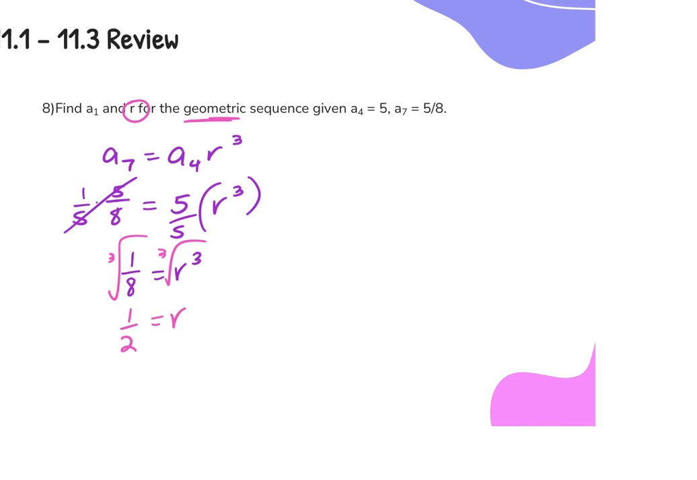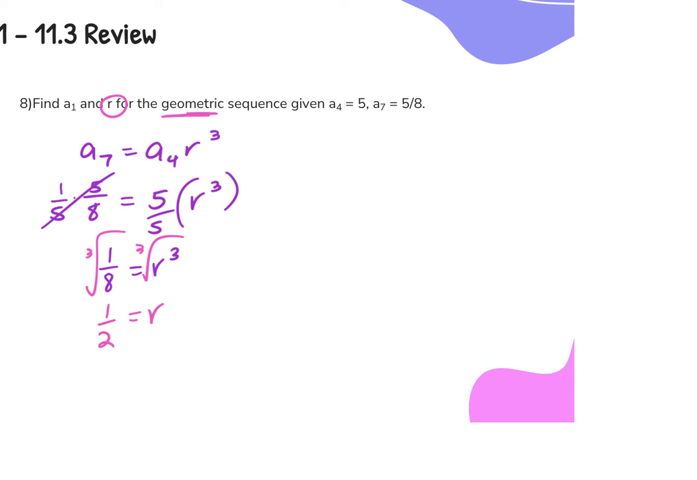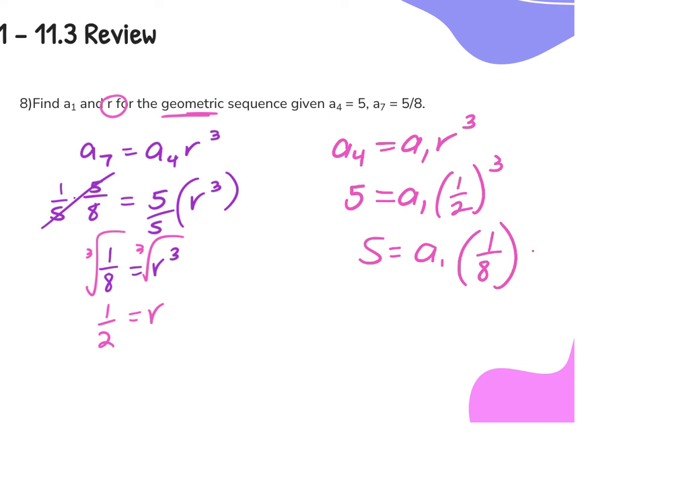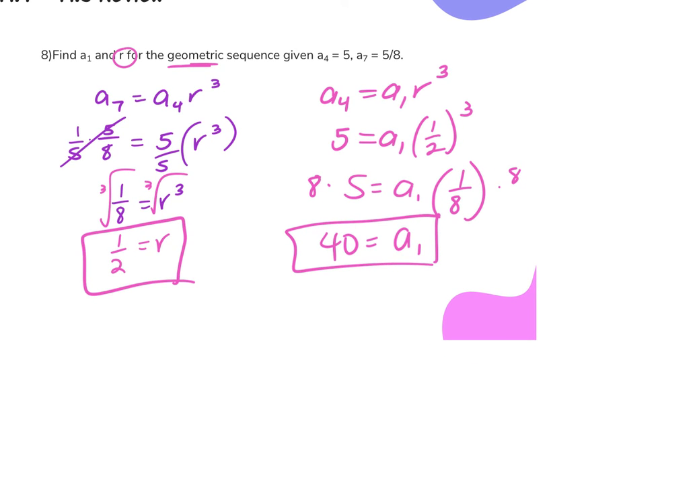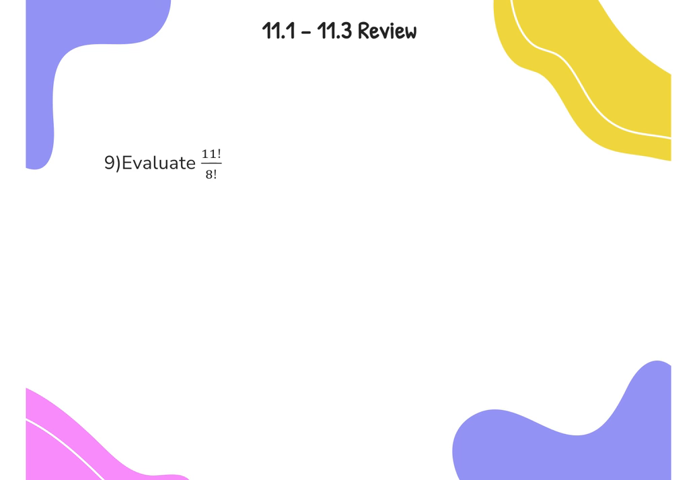That's the r. Then I have to find a1, and you can use either one. I'd obviously recommend the one that's closest to the a1, so a4. a4 on the left, a1 on the right, r would be raised to the third power. So if a4 is 5, a1's my unknown, 1/2 raised to the third, 5 equals a1 times 1/8. Multiply by 8 on both sides, and a1 is 40. Yeah? Good? Okay.